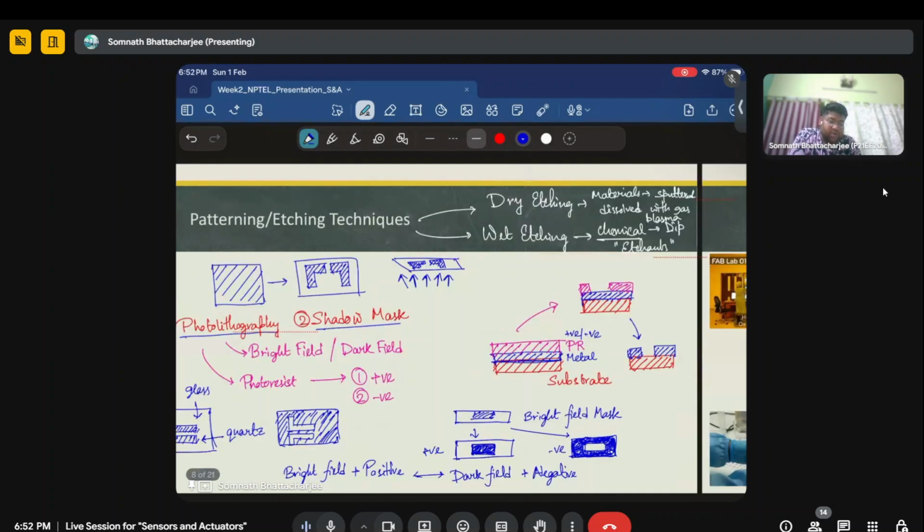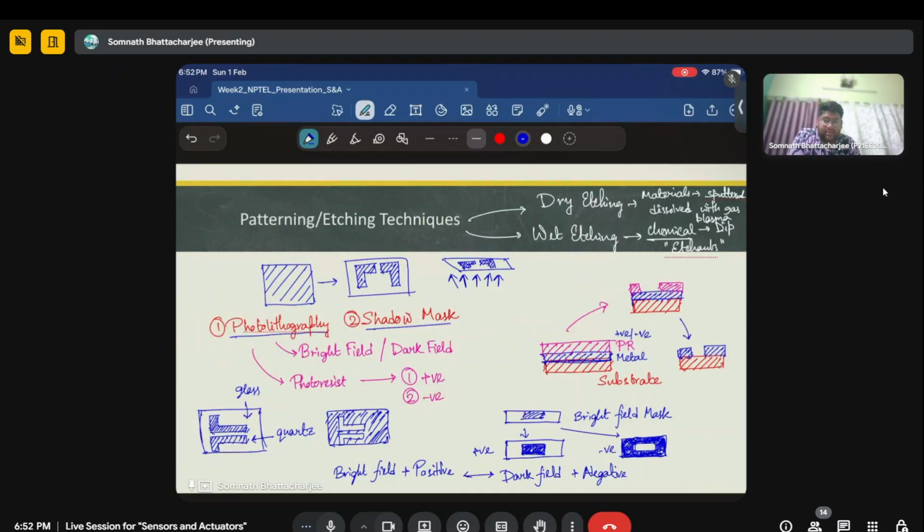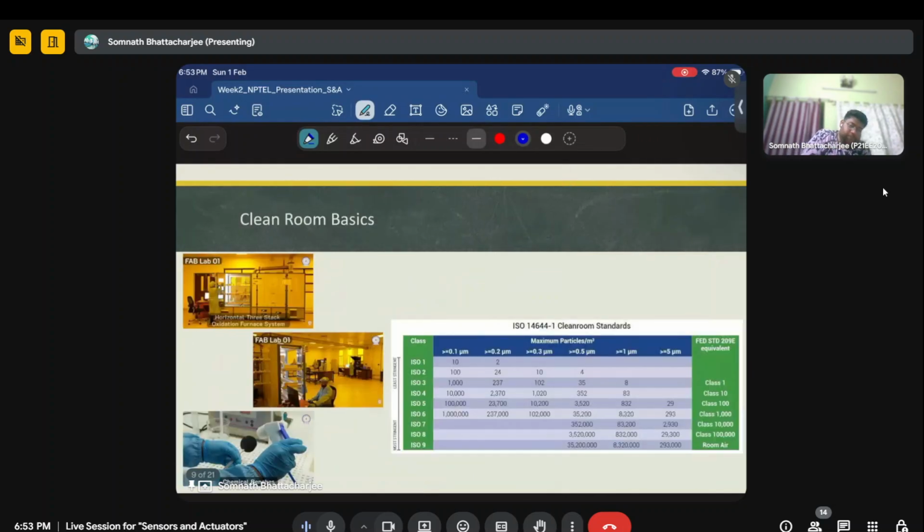Further, I'll discuss in the next classes. I'll discuss the deposition techniques, each one, and I'll also explain the patterning with images. Here I am just giving the basics, and I'm trying to draw it here now, but afterwards I'll use photos from the internet itself or from our lab itself. Okay. Now, the first thing we are going in depth is the clean room.